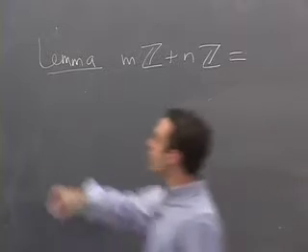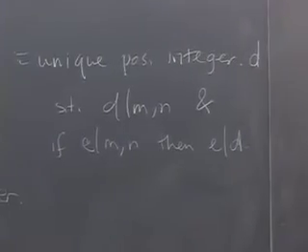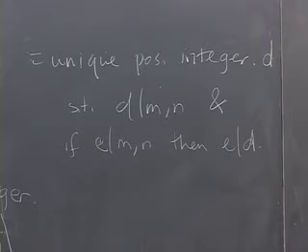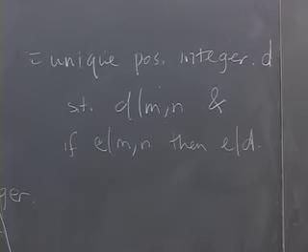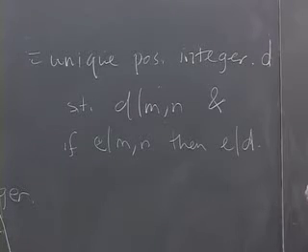Oh, a unique positive integer d, such that d divides m, and if you have another common divisor, then it divides the greatest common divisor. So it's just talking about the division structure of the thing.